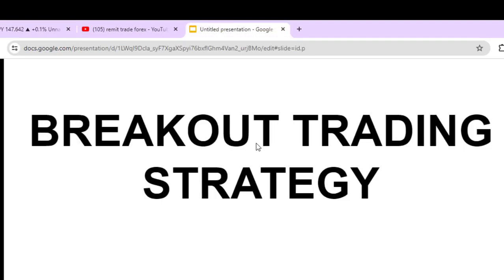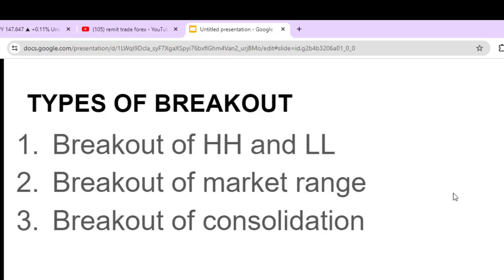So for this breakout trading strategy, we have types of breakout: higher high and lower low. What that means is breakout of higher high in case the market is moving to the upside, and breakout of lower low in case the market is moving to the downside. So higher high kind of breakout happens in an uptrend, while lower low kind of breakout happens in a downtrend, and I will show you that in a moment.